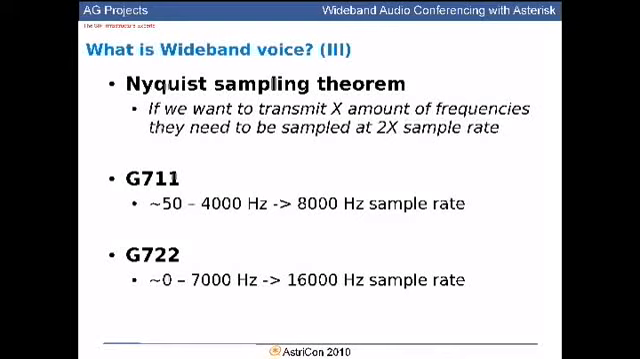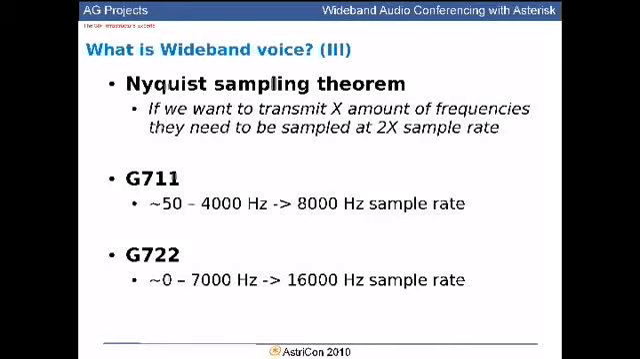So G711, we transmit this range of frequencies, and we use this sample rate. This is important because in terms of hardware computing or software as well, we need to take care of this, because if we want wideband, we need to sample at a higher rate. For example, in G722, we want to transmit more data. We want to transmit up to 7 kilohertz of voice frequencies. So we need to sample it at 16 kilohertz effectively. So that's a requirement we have.